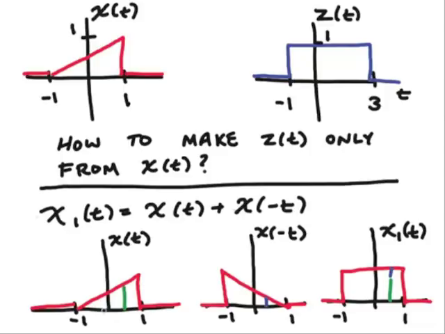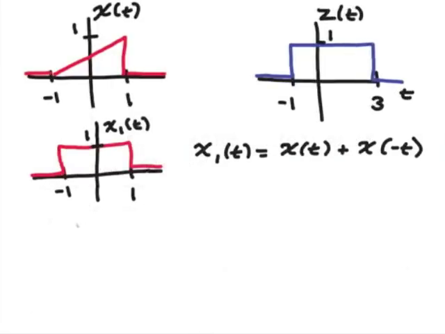Now let's try the same thing at t equals minus 1/2. So here's x of t, and plot it over here, and here's x of minus t at that time, plot it over here, and again you can see the sum of x of t and x of minus t at time t equals 1/2 is equal to 1. And that's true for each and every value of t between -1 and 1. Hence, x1 of t is a pulse. So now we've created a pulse, x1 of t, from the original signal x of t.